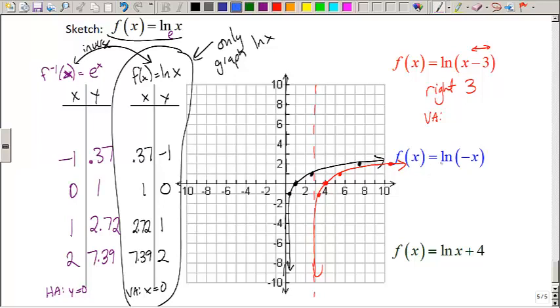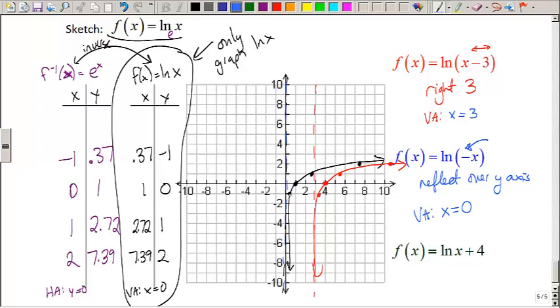For the blue function f of x equals ln of the opposite of x, notice we have a negative, and a negative is a reflection. I'm reflecting in this case over the y-axis because the negative's inside the parentheses with the x. My vertical asymptote used to be x equals 0, the y-axis. If I reflect it over the y-axis, I still get the y-axis, or x equals 0. So my asymptote does not change unless I have a horizontal shift.